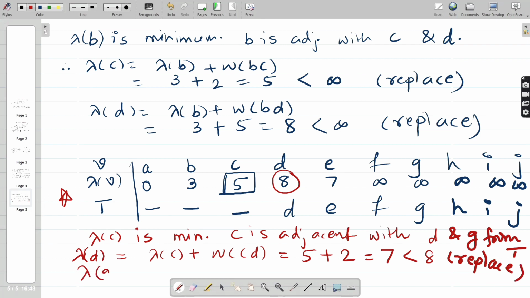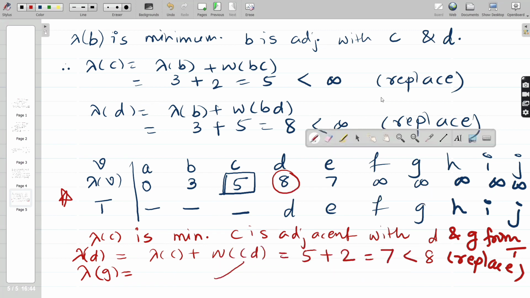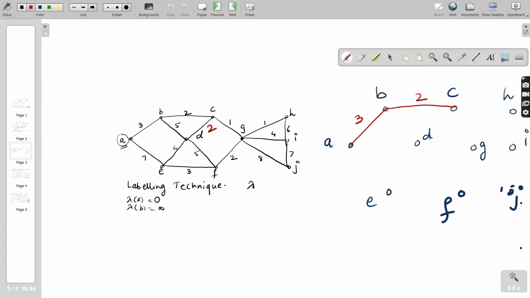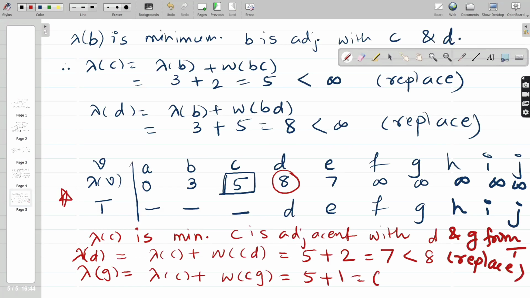Then similarly, I will calculate lambda G. Lambda G is infinity yet, so I can simply replace it with whatever value I will get. So lambda C plus weight of CG. Lambda C is 5. Now weight of CG is given to be 1. So 5 plus 1 is 6, which is less than infinity. So we will replace both of them in the next table.